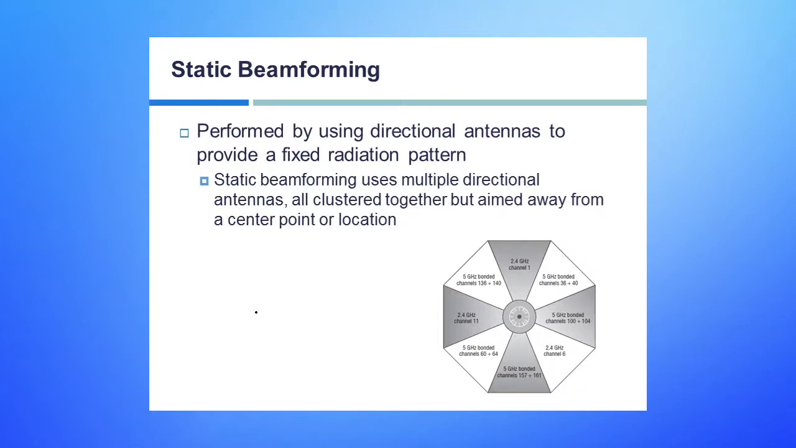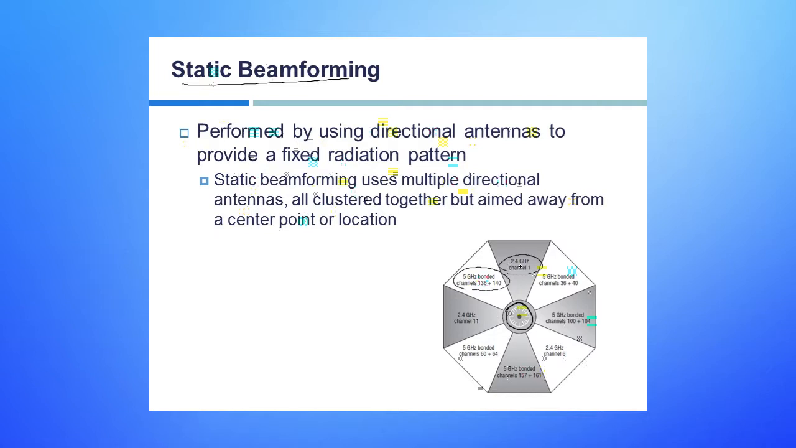So one type of beamforming is what we call static beamforming. And it's used, again, where we have maybe a tower and many different types of directional antennas to give a fixed radiation pattern. Now, the static beamforming is going to use multiple directions clustered together, aimed away from the center, but you might notice that it may alternate in which channel they're using and which frequency they're using.